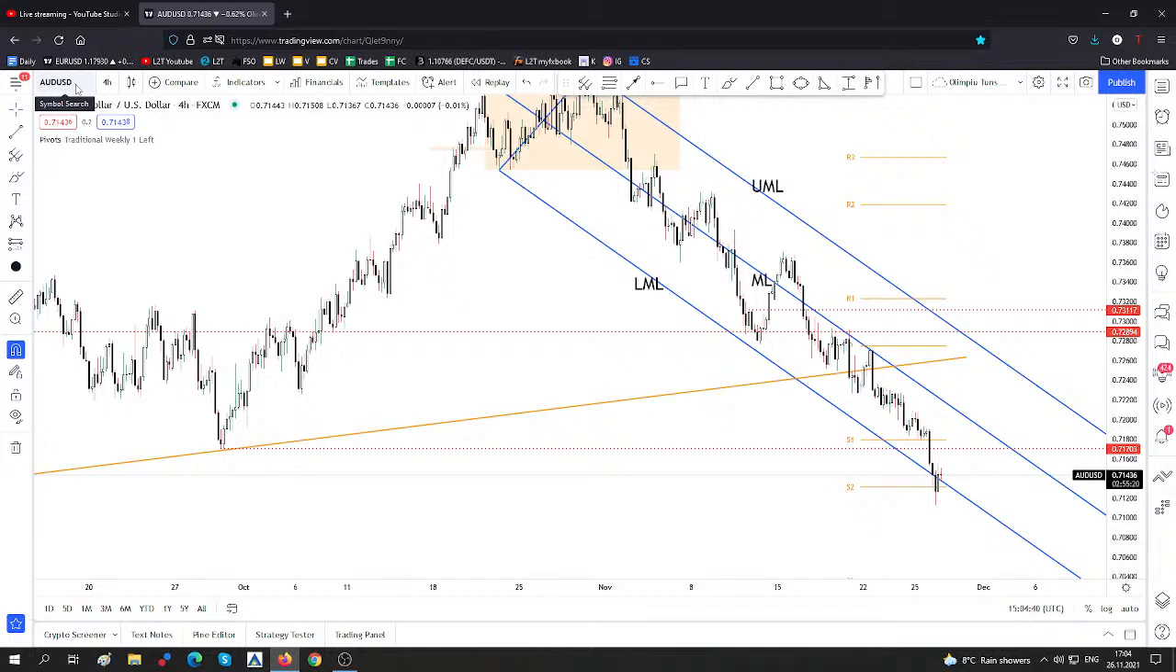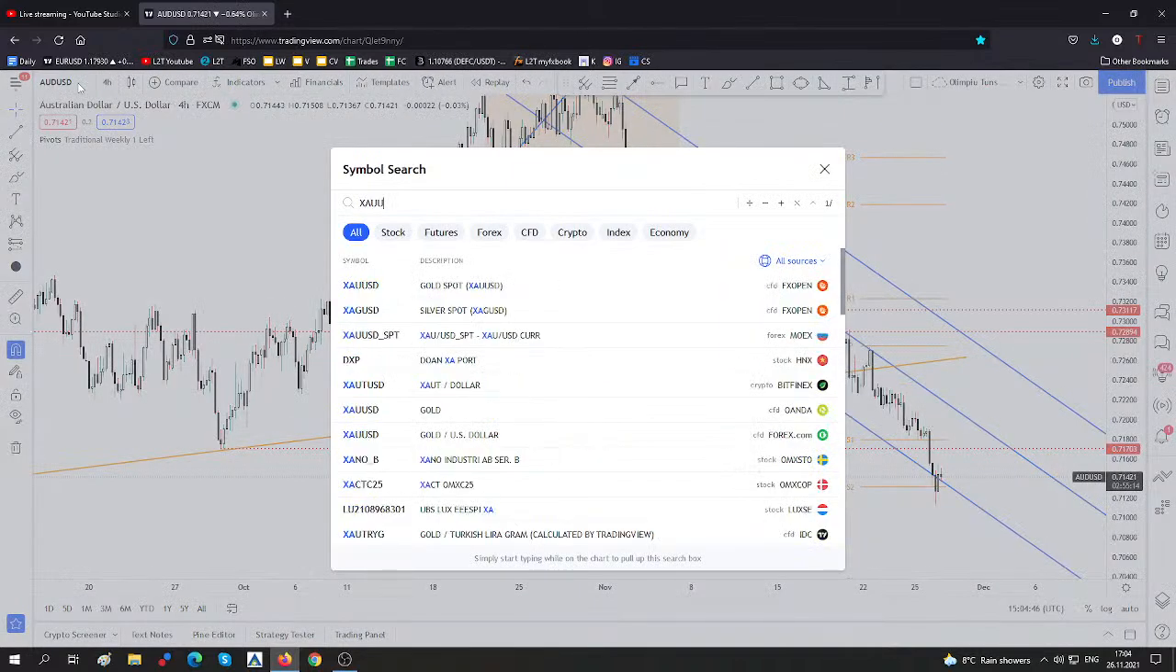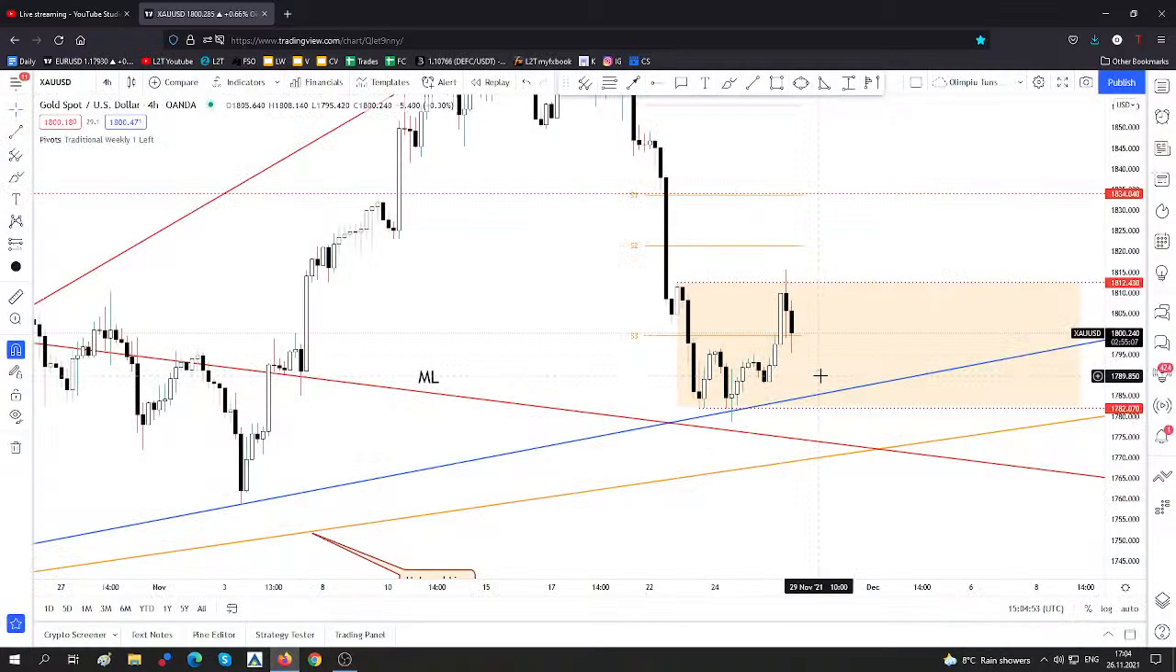Okay, thank you guys. I believe I've covered everything. Temporary drop, retesting the S3. Yeah, this could be only a temporary drop before jumping higher.